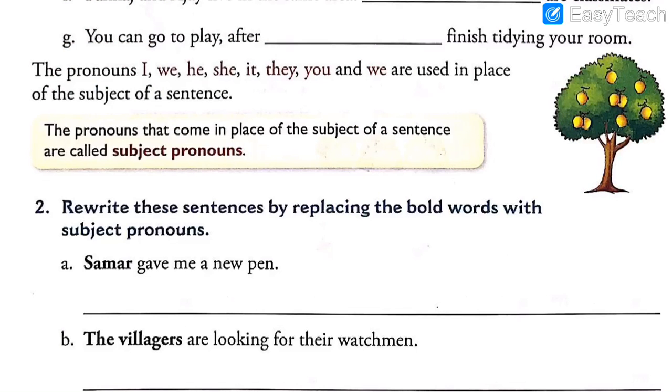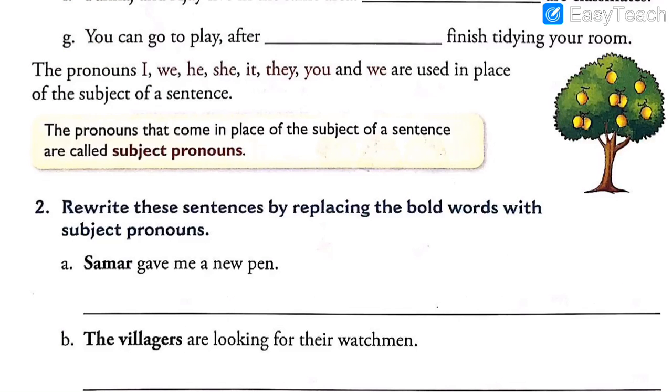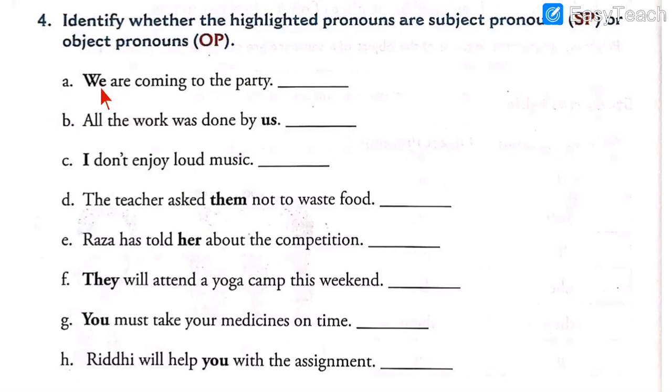But going back to the second page of the lesson, we can see the definition of subject pronouns. After solving exercise 1, we had seen that I, we, he, she, it, they and you are subject pronouns. So the word we is included over here. Though it is not given in the table, we found it, and it falls in the category of subject pronouns. So the first answer will be subject pronoun, that is SP.